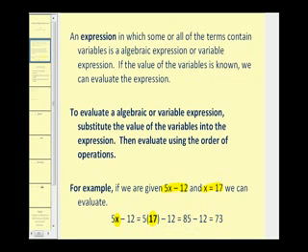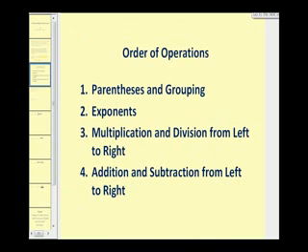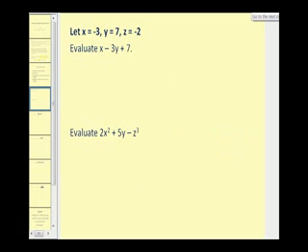Let's go ahead and review the order of operations before we do a few more examples. So remember, there are 4 steps to the order of operations. Number 1, we'll evaluate inside the parentheses or grouping. Number 2, we'll evaluate the exponents. Number 3, we'll multiply and divide from left to right as it occurs. And number 4, we'll add and subtract from left to right. So let's go ahead and look at several examples.